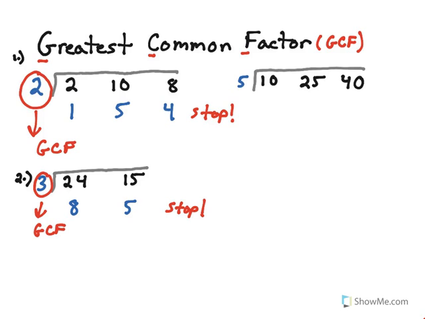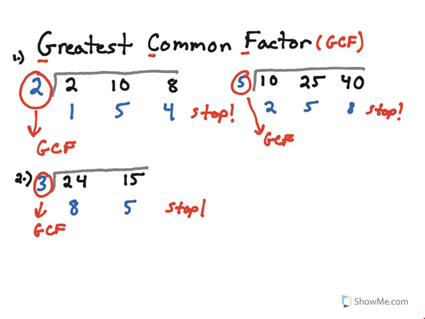10 divided by 5 is going to be 2. 25 divided by 5 is 5. 40 divided by 5 will be 8. Okay? And now I look at these three numbers in blue, 2, 5, and 8, and I say, okay, are there any other numbers that go into these three evenly? And the answer is going to be no. Okay? So I stop, and 5 will be my GCF. All right?